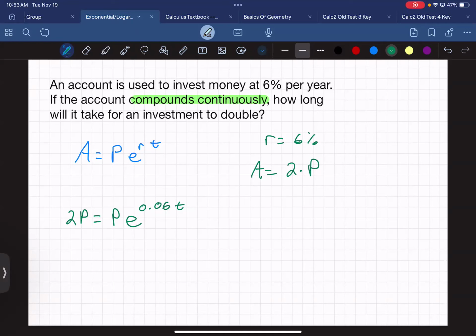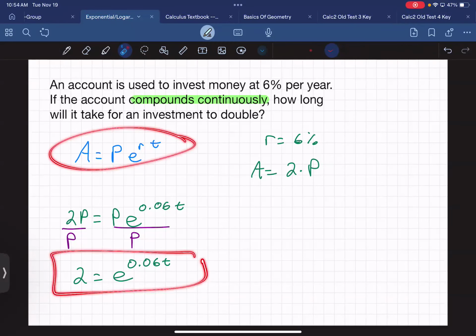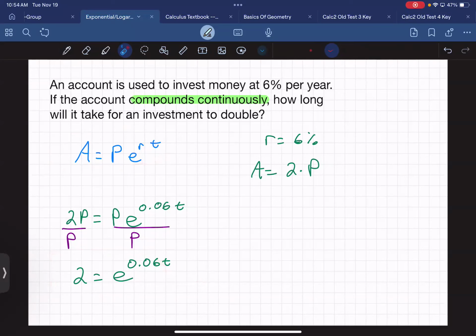What can I do to the P value here to get it out of the way? We can divide both sides by P, right? And I don't even have to deal with that anymore. So this will give us 2 equal to e to the 0.06t. Now, the nice thing here is how many variables are left? So coming from here, what's the only variable that's left? t, right? t stands for time, so wouldn't that help me for the how long it takes?